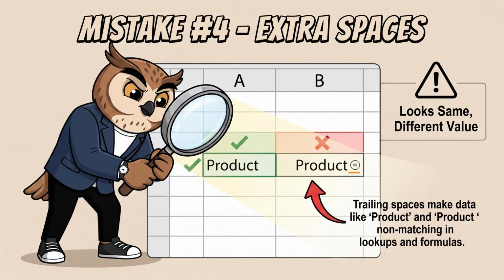Extra spaces before or after a word are difficult to notice, but Excel treats them as different values. For example, the word product and the same word with a hidden space are not considered identical. This can create duplicate records, incorrect filters, and lookup errors. Always remove unnecessary spaces before analyzing your data.